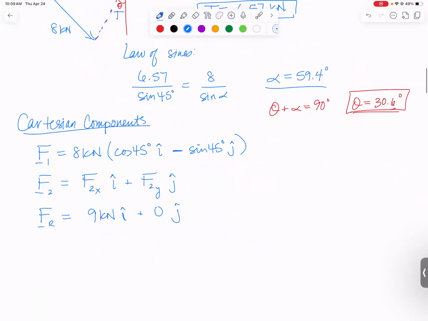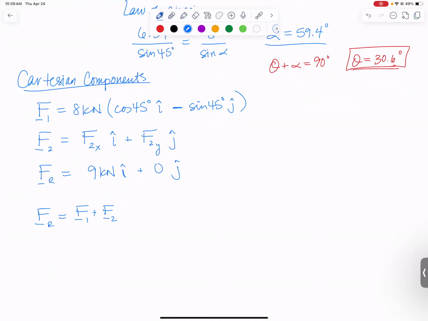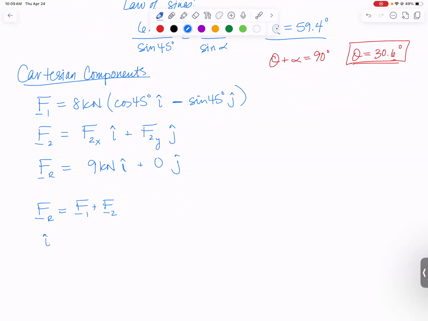How is the resultant related to F1 and F2? Fr is equal to F1 plus F2. So we can sum the x components and the y components separately if we want. If I do just the i's or the x's, I end up getting 8 kilonewtons cosine 45 plus F2x has got to equal 9 kilonewtons.